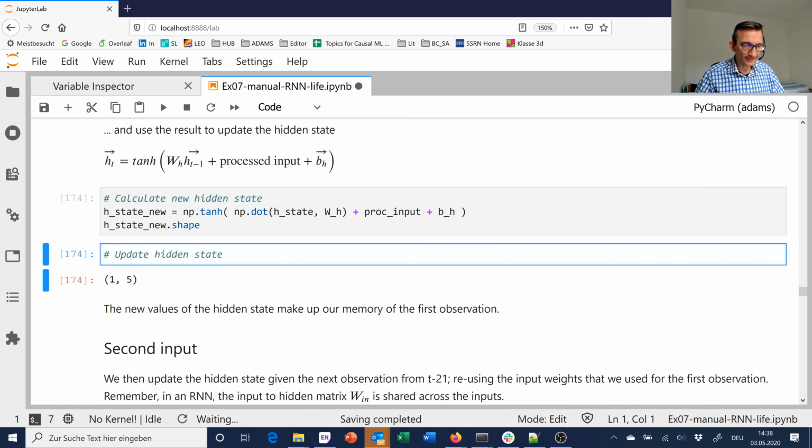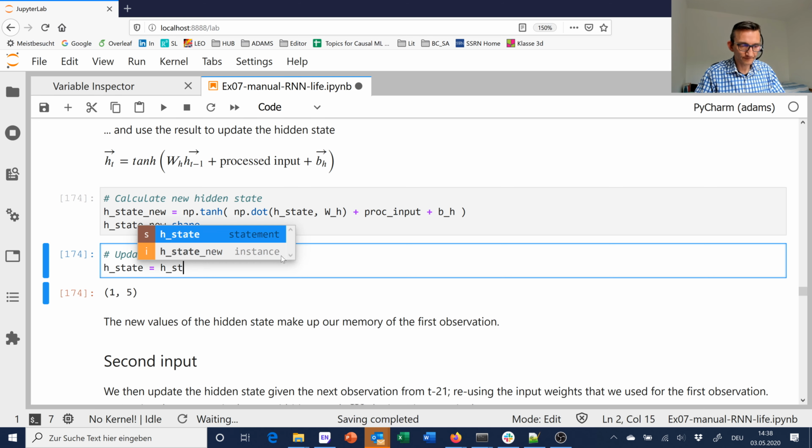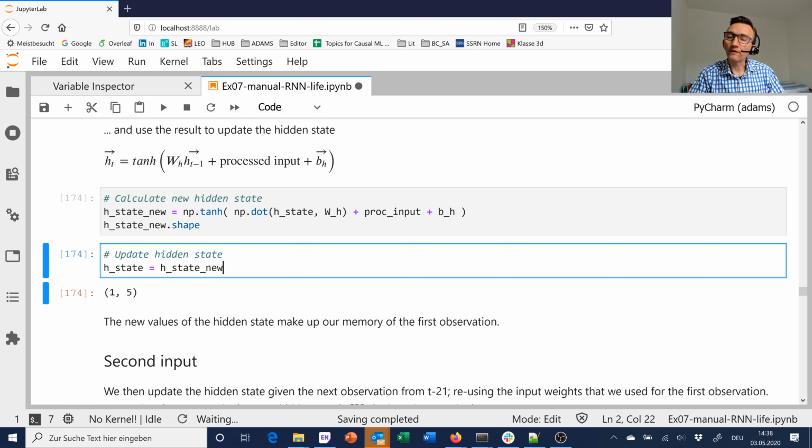So using that new hidden state, we can now, well, easily do the update where we basically just set the previous hidden state to the new one. Well, that is this equation here.